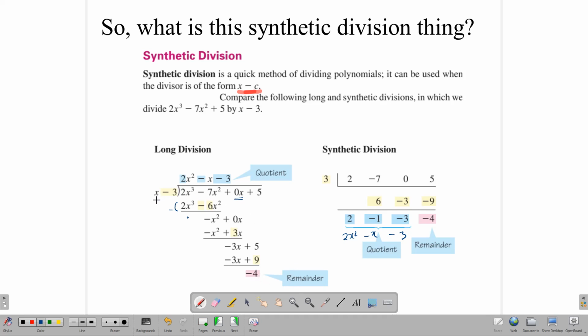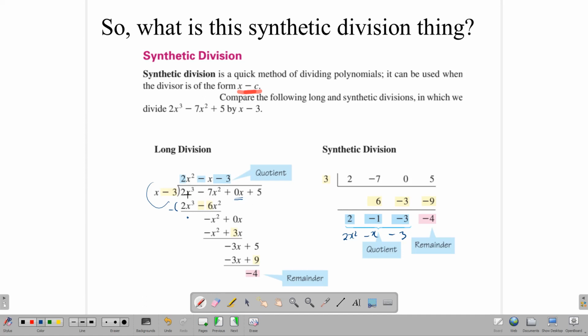So this is our divisor. This is our quotient, and this down here is our remainder. Now notice that we're using the x's right through the division process here, but we do get our remainder, we get our quotient, and we have our divisor over here, which is x minus 3. In synthetic division, it's a little bit different. We do not use the letters at all. All that we use are the coefficients.